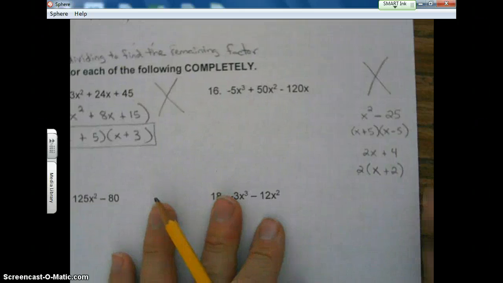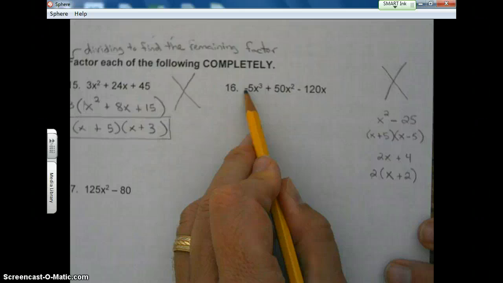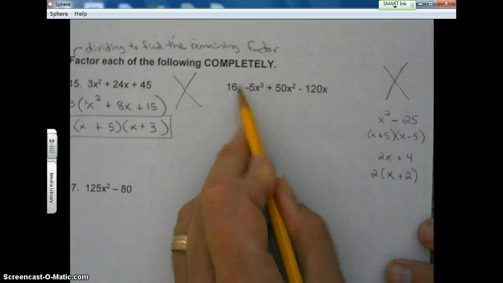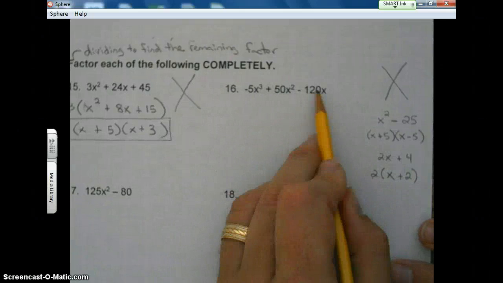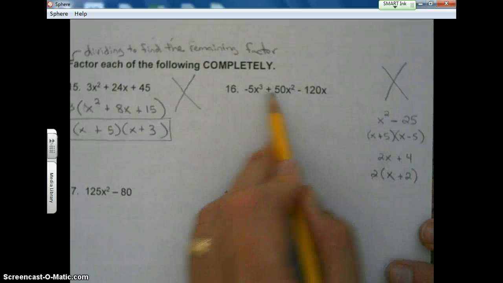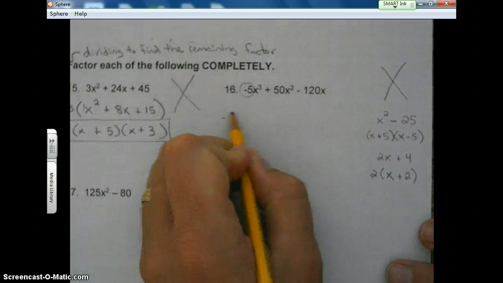Okay, let's take a look at 16. Okay. Notice we have a negative on the front. We don't want that. We don't want that. Are they all divisible by what? What could we factor out? Let's factor out a negative 5. Okay?